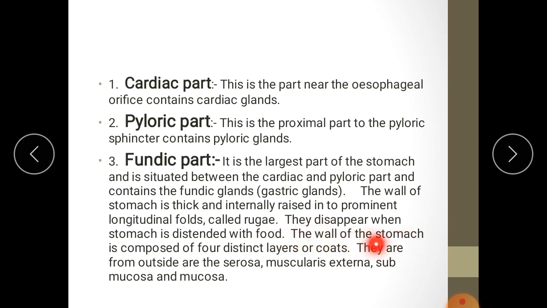The wall of the stomach is composed of four distinct layers or coats. The four distinct layers are known as coats. From outside, they are the serosa, muscularis externa, submucosa, and mucosa.